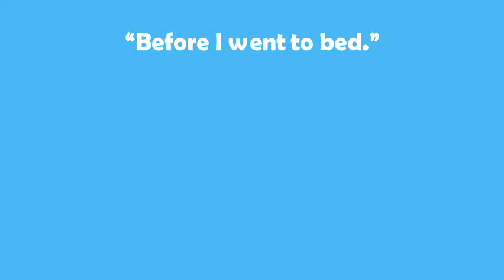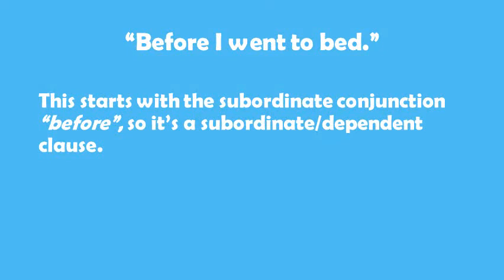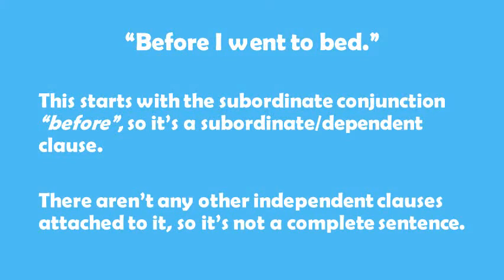But remember, not all clauses are complete sentences, so we have to ask ourselves, are there any independent clauses in this group of words? Well, this group of words starts with the subordinate conjunction before, and there's just one subject and one verb. So there's only one clause here, but it's a subordinate or dependent clause because it starts with a subordinate conjunction. Because there aren't any other independent clauses attached to this group of words, it's not a complete sentence because it can't stand alone.